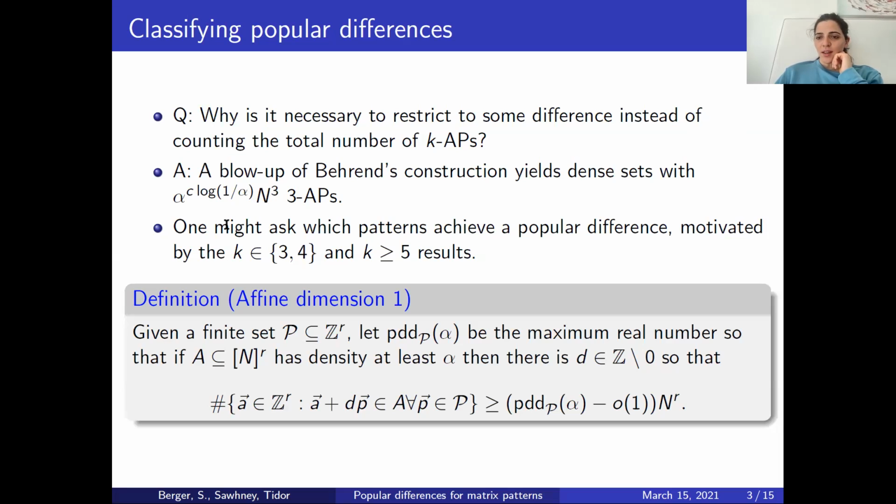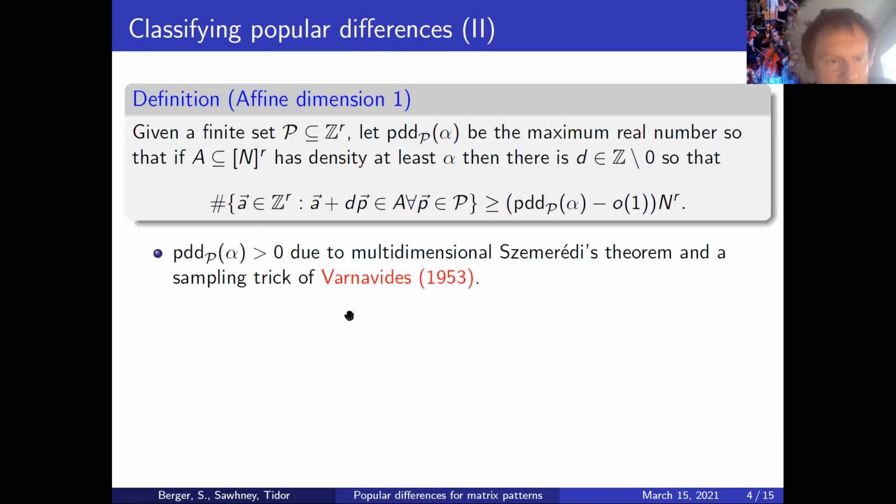Any more questions? Yeah, Jan has a question. So you had on one of the early slides this note that PDD is positive. And to me that seemed to follow immediately from Szemerédi's theorem. So what is this Varnavides result about? Could you explain that? Yeah, I mean, this is a pretty old thing.